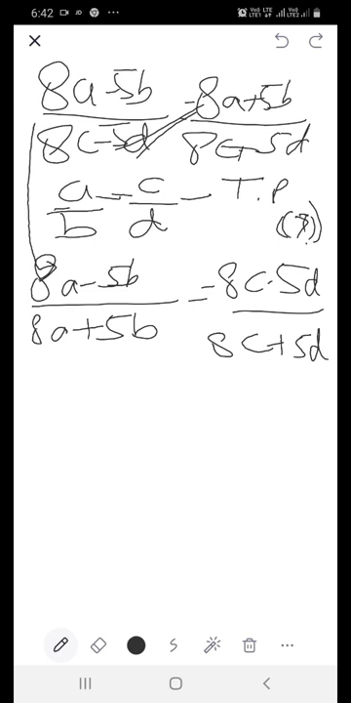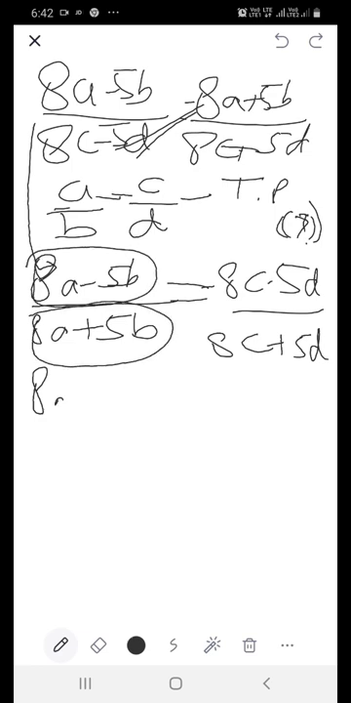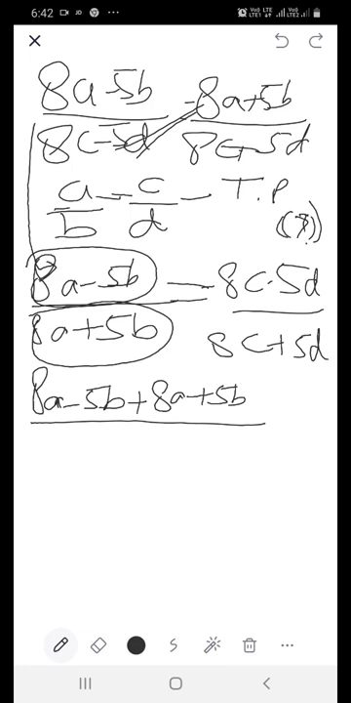Now after that, I'm going to use componendo and dividendo. This is given to you. We can use componendo and dividendo. This complete binomial is your first term, and this complete binomial is your second term. Add them first. 8a minus 5b plus 8a plus 5b upon 8a minus 5b. First term added to second term, and in the denominator, first term minus the second term. When it is minus, both will be subtracted.